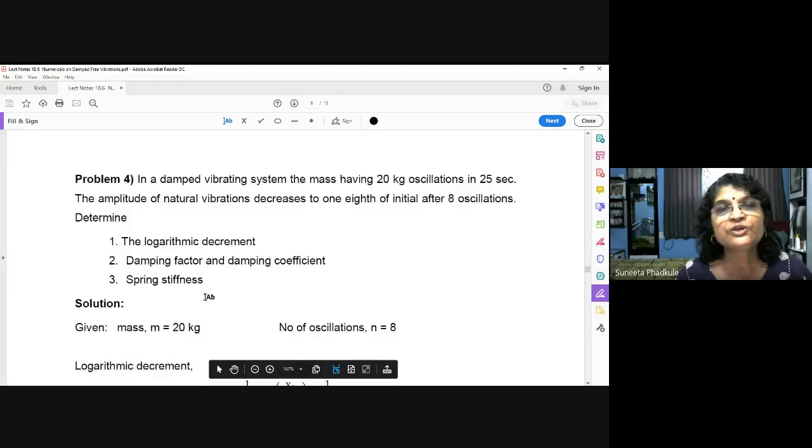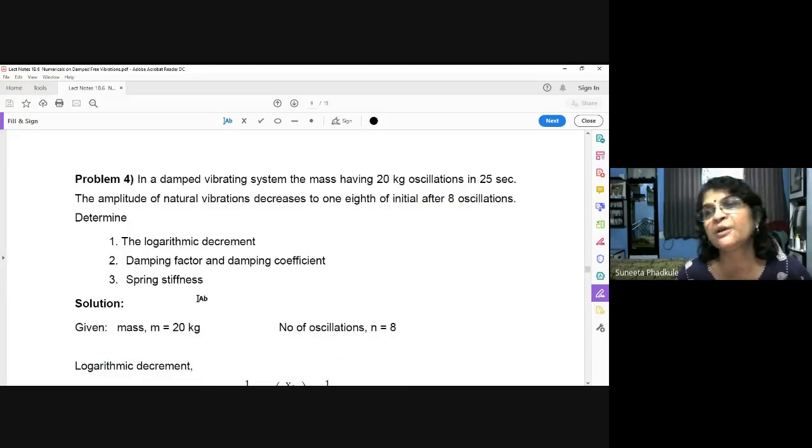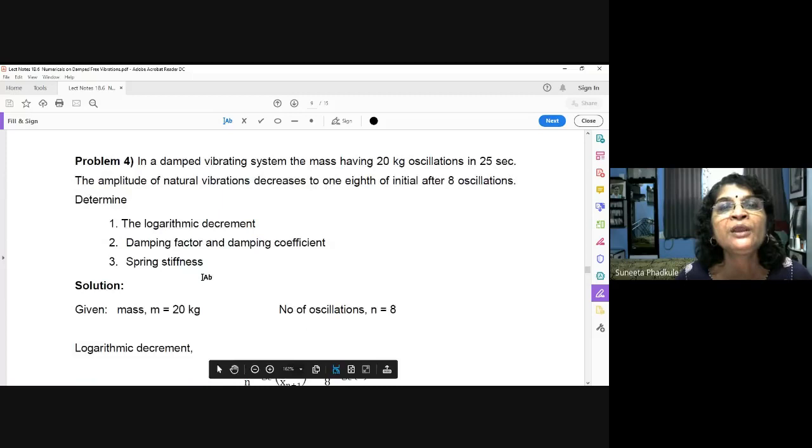So let us move to problem number 4. To the students who came late or are joining late, I already told you, we have already finished 3 problems. But the next 4 problems are somewhat difficult, their difficulty level is high. So let us see problem number 4.